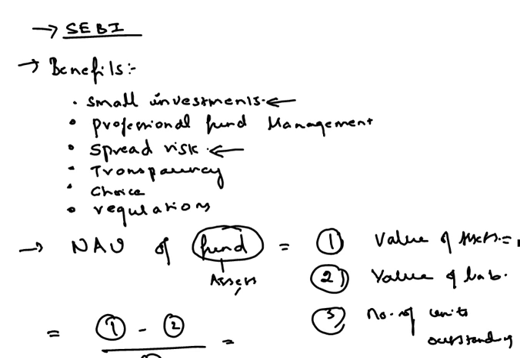Let's say the value of the assets is 100 crore, the liability is 5 crore, and the number of units outstanding is 95 crore. Then it is very simple: 100 minus 5 crore, upon 95. Then the value of each unit is 1 rupee. This is a very crude example, and this is how we calculate the net asset value of the mutual fund.